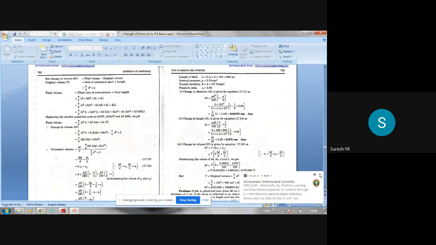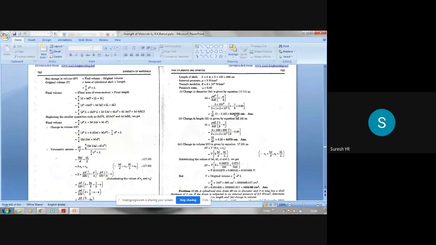E is 2 into 10 power 5 Newton per mm square. No need to convert that. Directly you can substitute into 1 minus mu, which is 0.3, divided by 2. What I explained now is convert everything to millimeters. Don't put it in centimeters. So you'll be getting the change in diameter in millimeters.